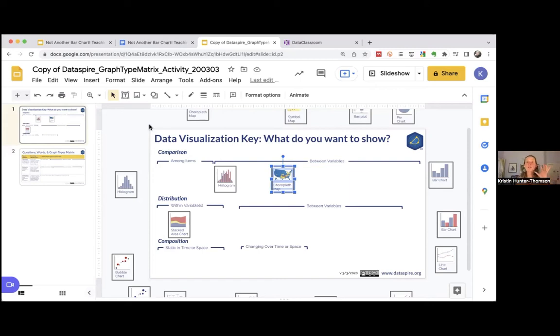Okay, so we're talking with one another about the structure of thinking about graph types as it relates to what kind of question we would use those graph types to help us answer. And we'll spend about 5 minutes in the breakout rooms, and then we'll come back together and discuss as a full group. Enjoy.